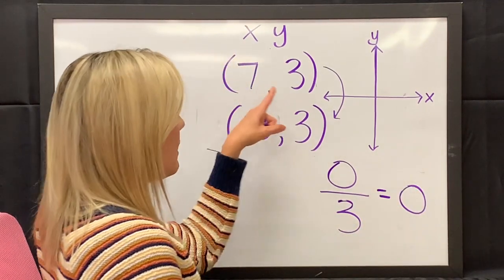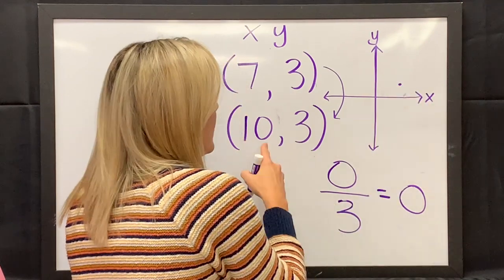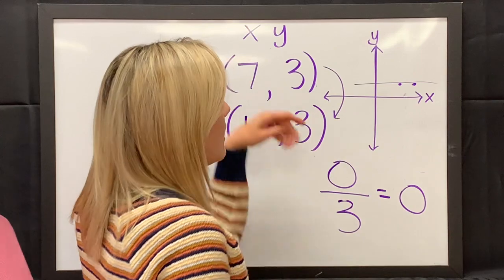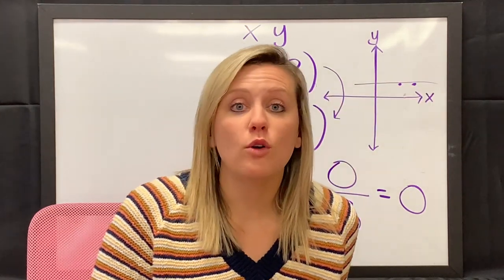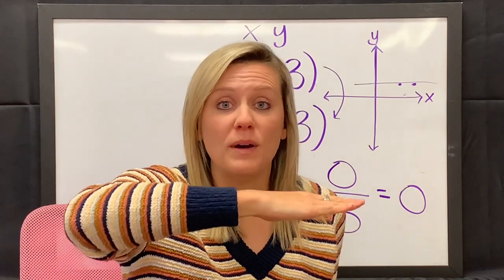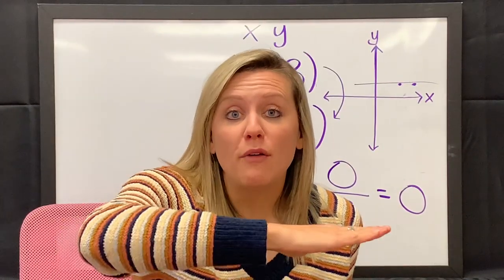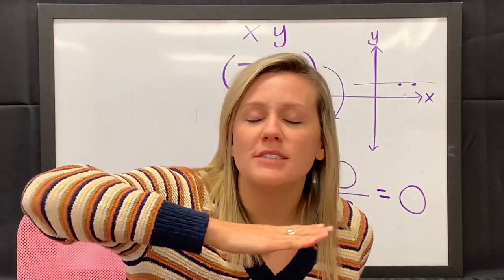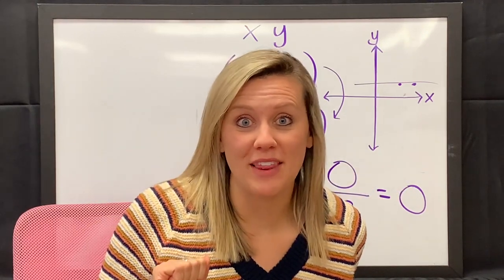And if you think about this, if I graphed the point 7, 3, which would be about right here, and 10, 3, which would be about right here, and I drew a line, that line would be perfectly horizontal, and a perfectly horizontal line has a slope of 0. Think of the ground that you walk on. The ground that you walk on is perfectly flat. It does not go up, it does not go down. It has a slope of 0. Okay, let's do another one.